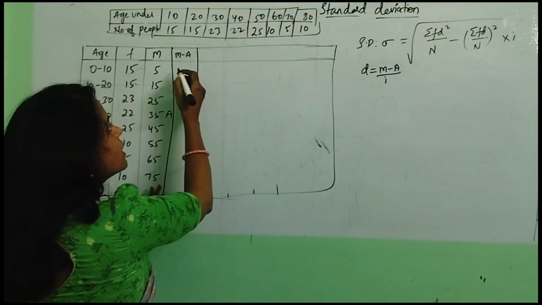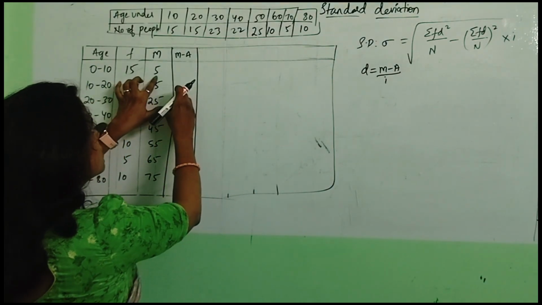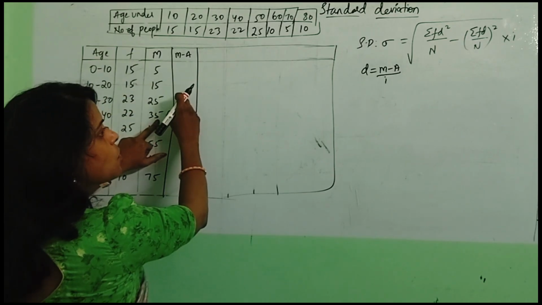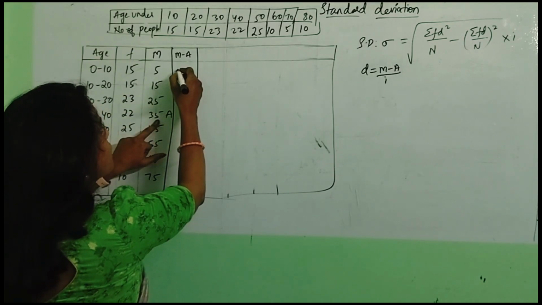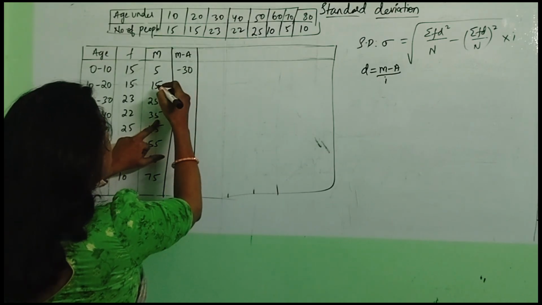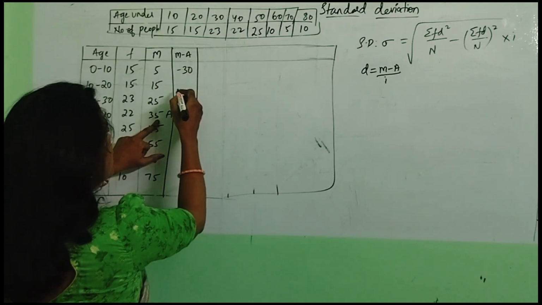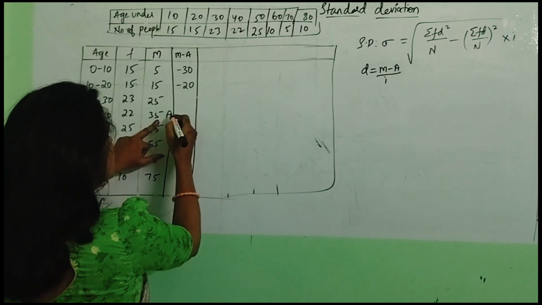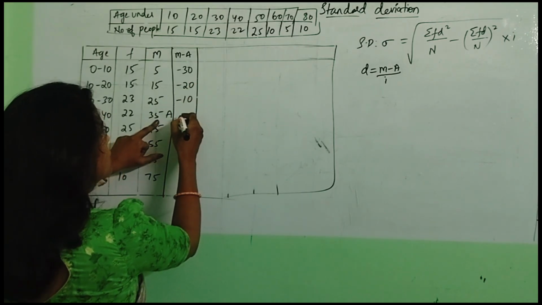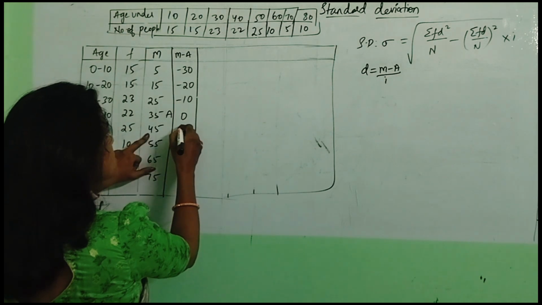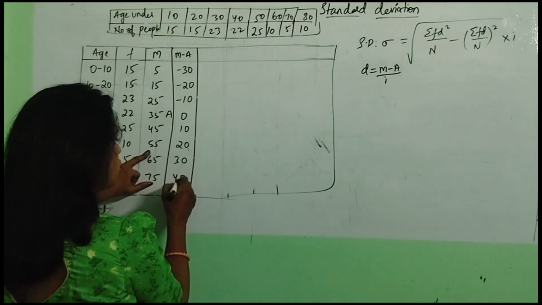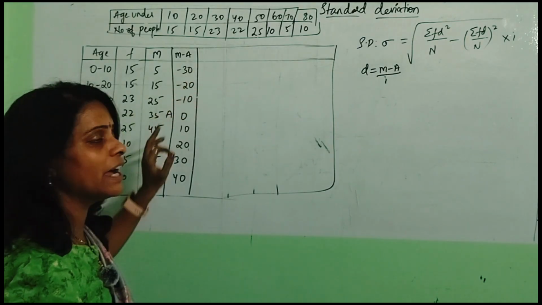So first calculate M minus A. That is 5 minus 35. What is 5 minus 35? That is minus 30. Then 15 minus 35, that is minus 20. 25 minus 35, that is minus 10. Next 0, next 10, next 20, next 30 and 40. So we have M minus A.